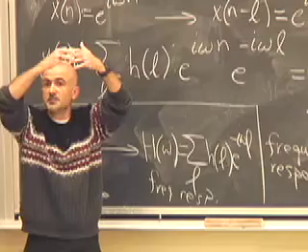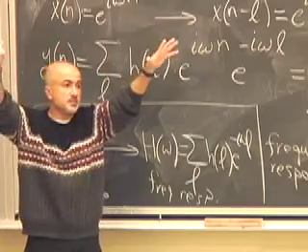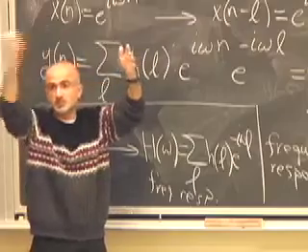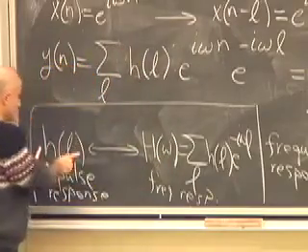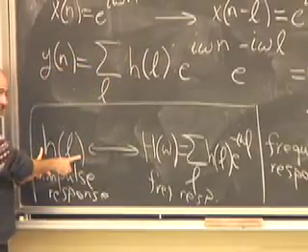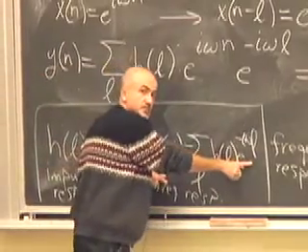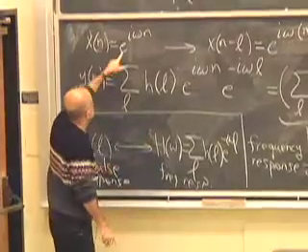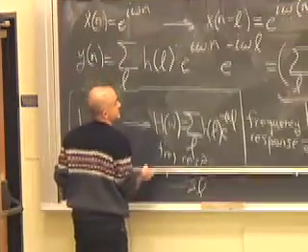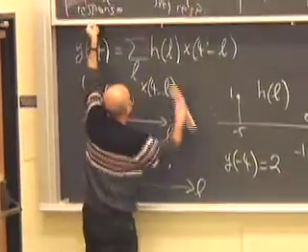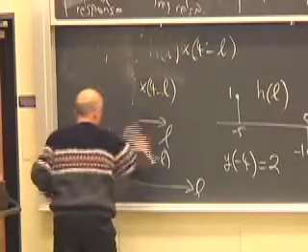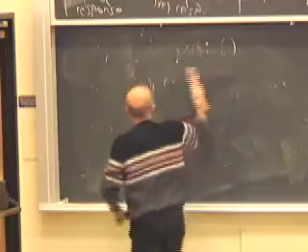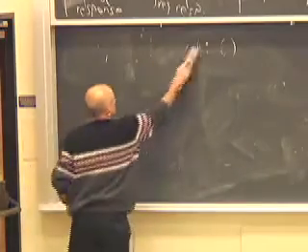Remember at the start of the semester I said we live in two parallel universes that touch every now and then. And you've got to be able to hop from one to the other. So this describes the time domain behavior of the system. This characterizes the frequency domain behavior of the system. Notice what's happened. You sent in a complex exponential, and you got the same complex exponential at the output.